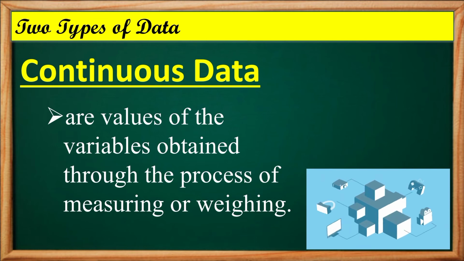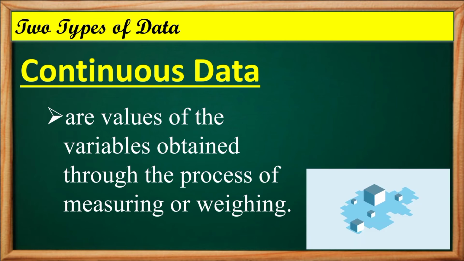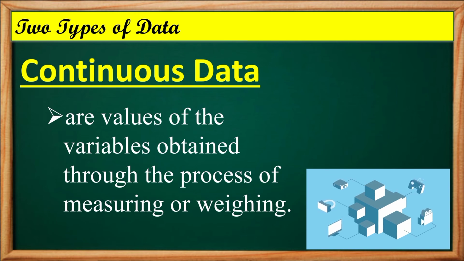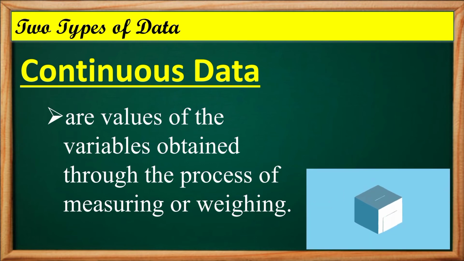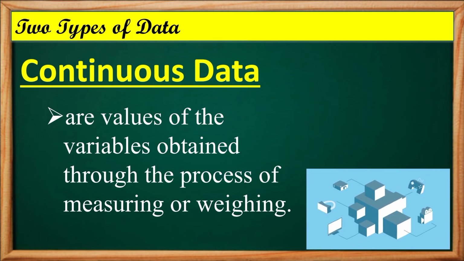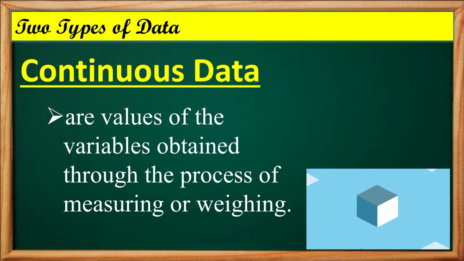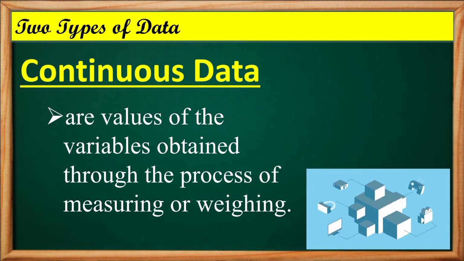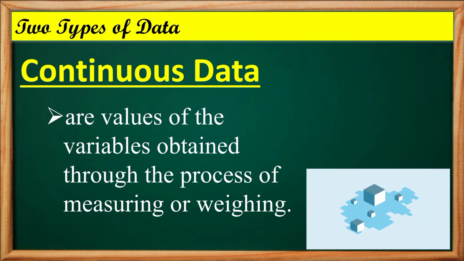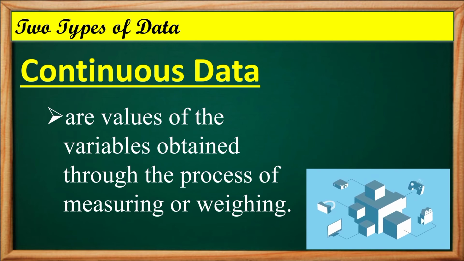Example, for the weight, gaano ka ba kabigat? Example is 56.20 kilograms. Okay, ibig sabihin, mayroon decimal. Sa madaling salita, discrete is a whole number, continuous data, yung may mga decimal numbers. Okay, those are the two types of quantitative data, the discrete and the continuous data.